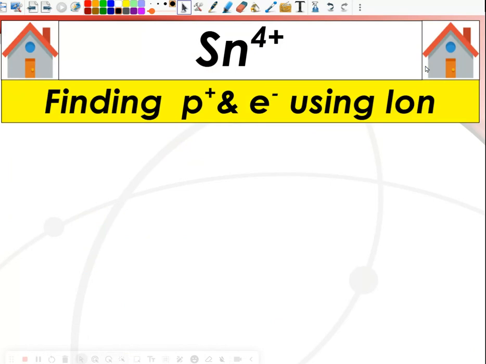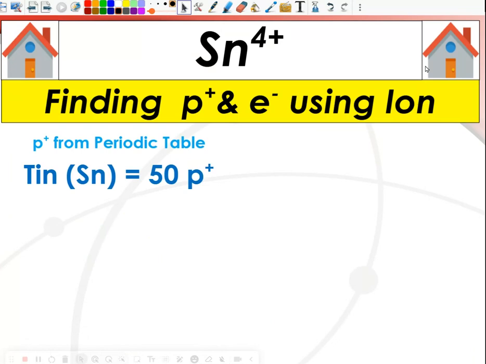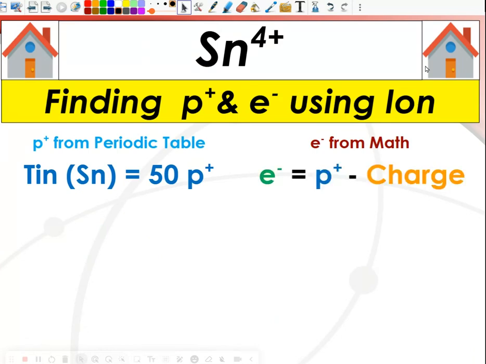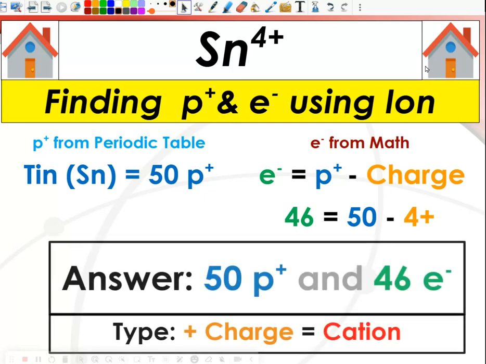If I have Sn4+, I can find my protons and electrons using that ion. The protons come from the table like they always do. Tin is always 50 protons. I then have to do some math to find the electrons. I'm going to take my electrons equaling protons minus my charge. So I take my 50 protons, I minus my 4 positive, and I find that I have 46 electrons, meaning I have 50 protons and 46 electrons. Being that this is positive, I have a cation.